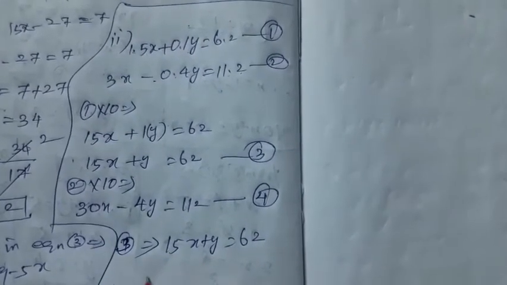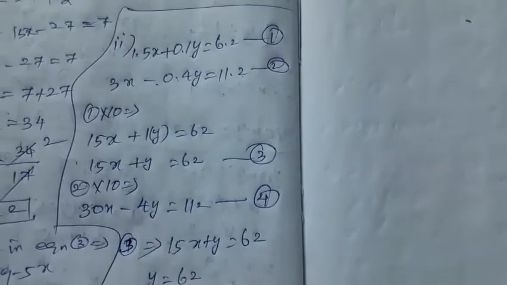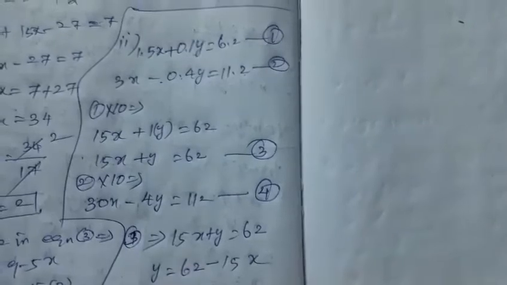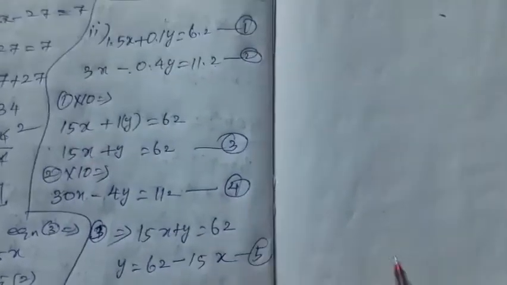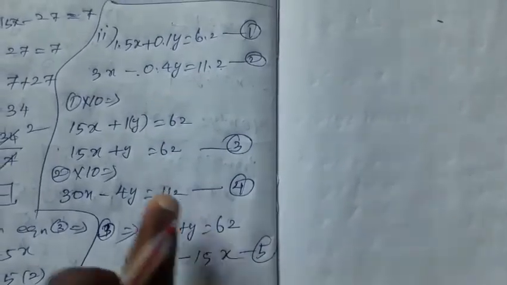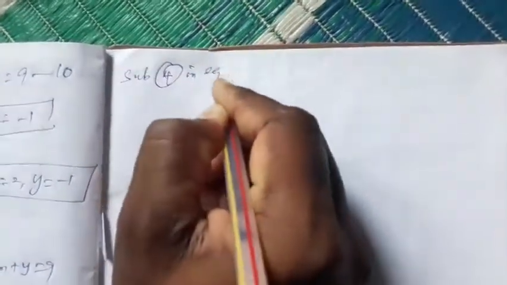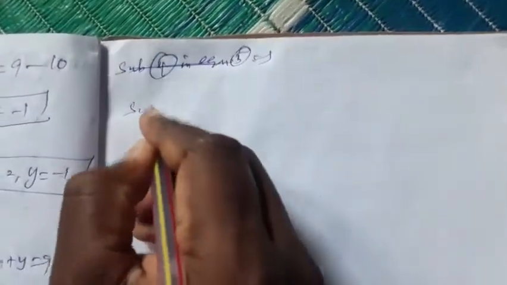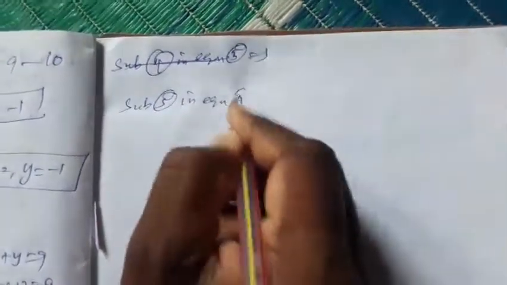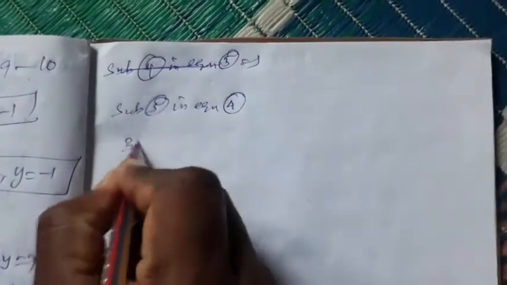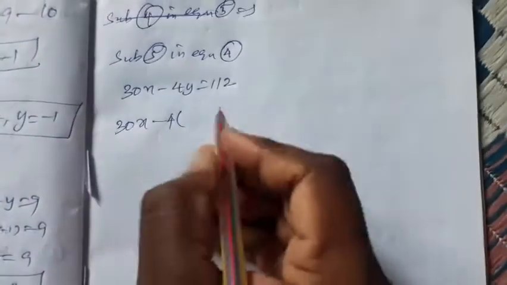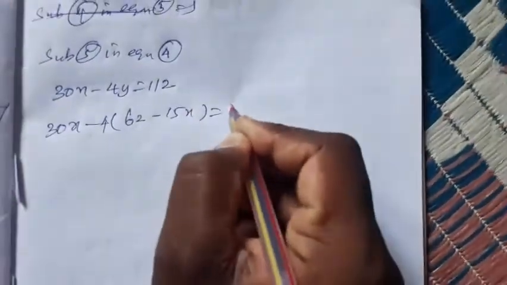Now keep y on the left-hand side and take 15x to the right-hand side. Then y equals 62 minus 15x, this is equation number 5. Substitute equation 5 in equation 4: 30x minus 4y equal to 112. Here, 30x minus 4 into the y value, which is 62 minus 15x, equal to 112.